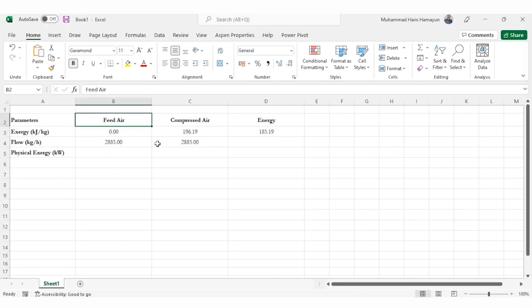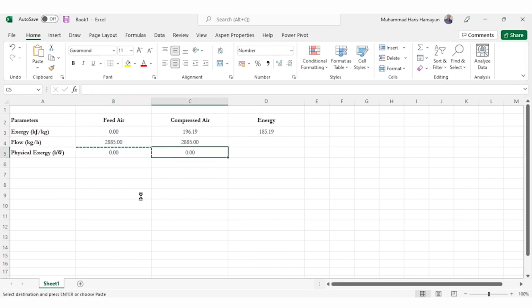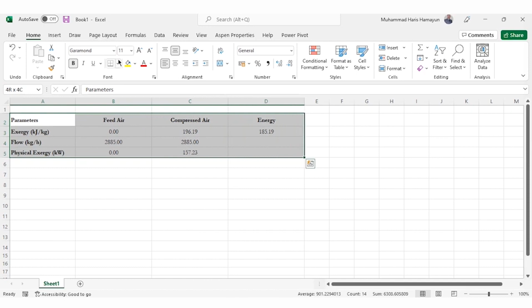So we have copy pasted all the data here in the Excel sheet, and you see exergy in kilojoule per kg, flow rate in kg per hour, and now we have to convert it to physical exergy in kilowatt. How can we do it? We have to multiply exergy with flow rate, and it is currently in kilojoule per hour, so divide by 3600 to convert it to kilojoule per second. And again, even copy pasting, it is 157.23. So kilojoule per second gives us the answer in kilowatt. This is how physical exergy is calculated.